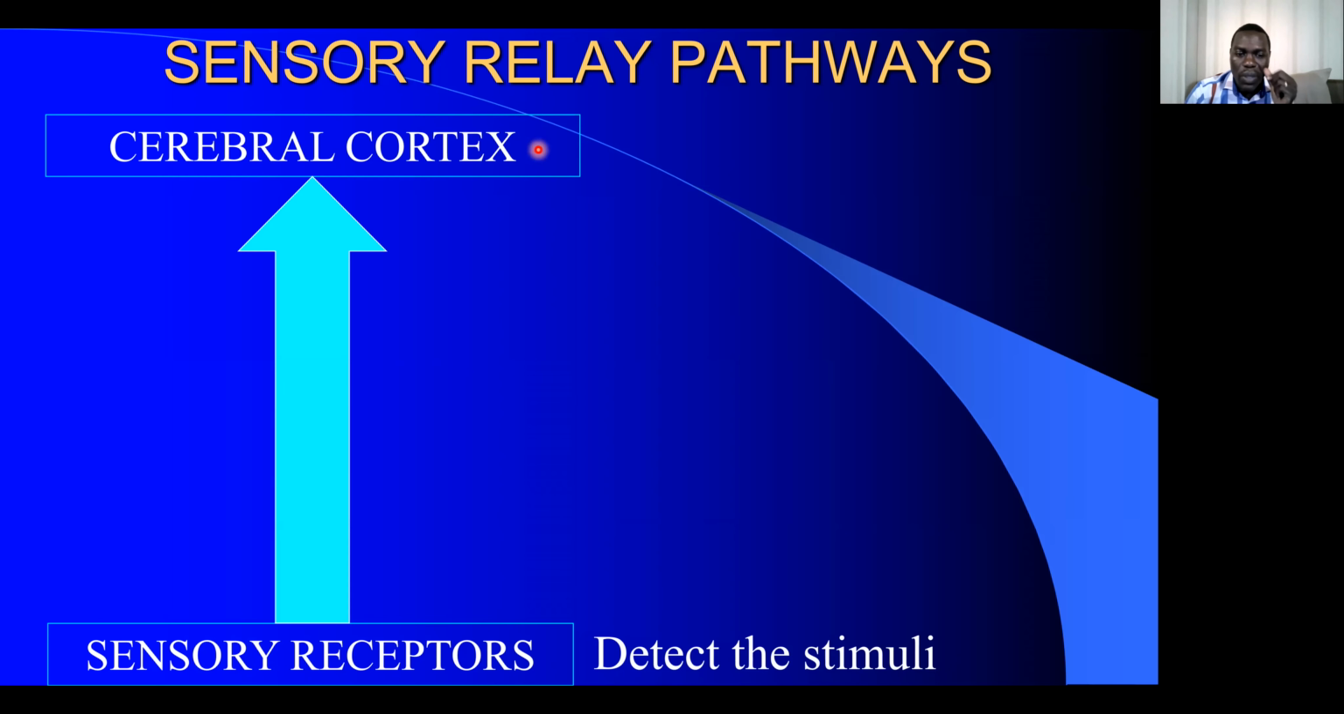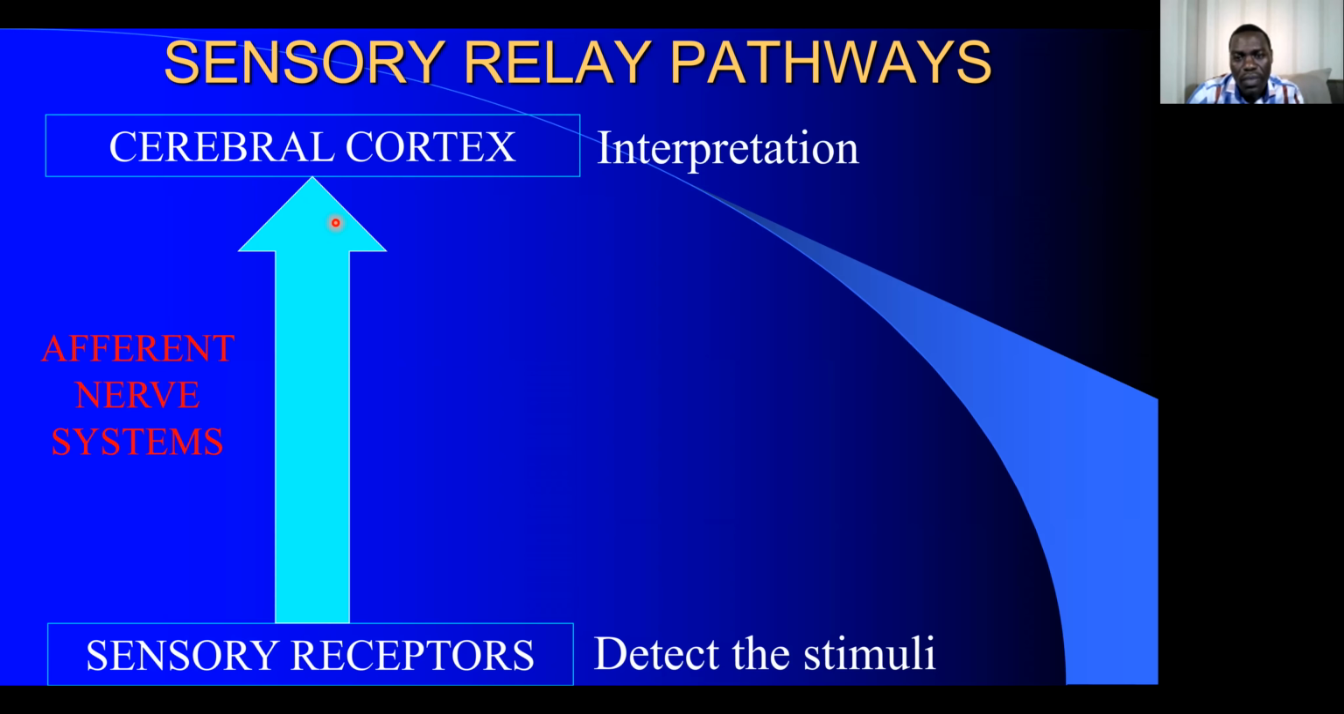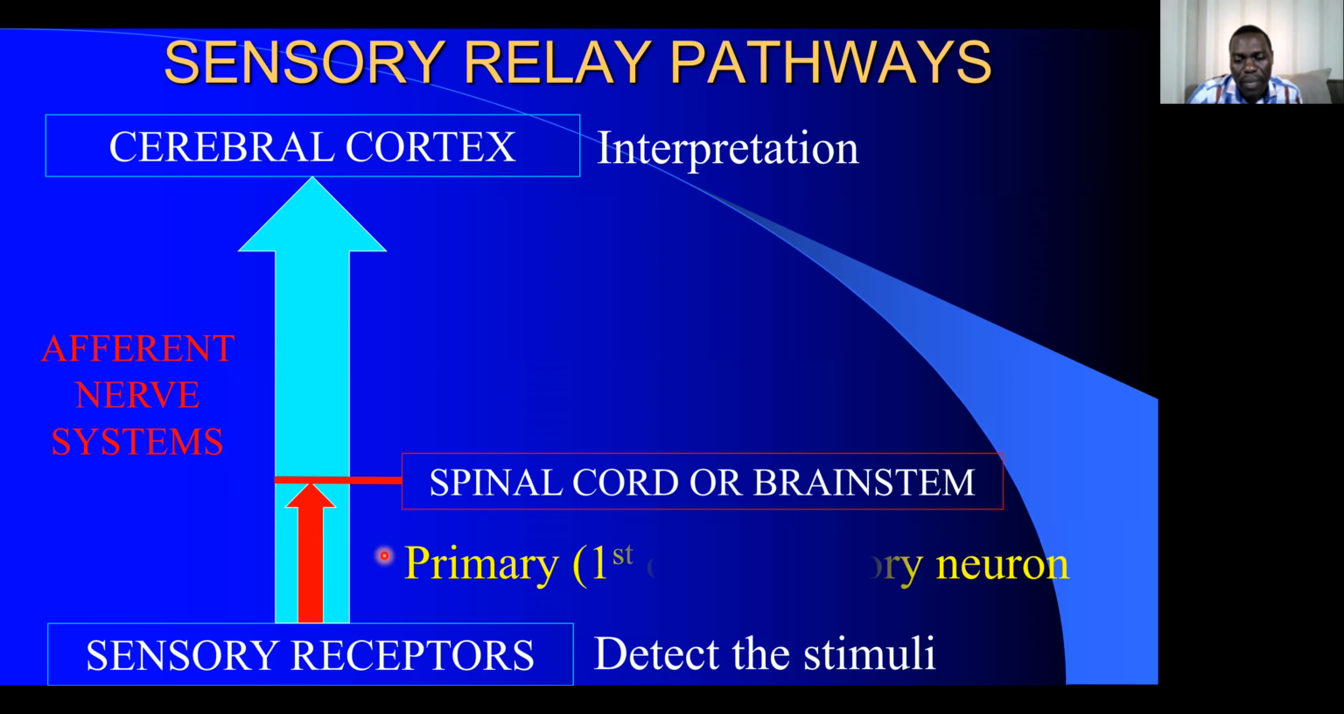Now, I hope you remember that story. And the other story that I want you to remember also is that from the sensory receptors to the cerebral cortex, it wasn't just a journey of one neuron. It's a journey of 3 neurons in relay, 3 neurons in series. The first neuron is what we called the primary sensory neuron. The primary sensory neuron is also what we call the first order sensory neuron.